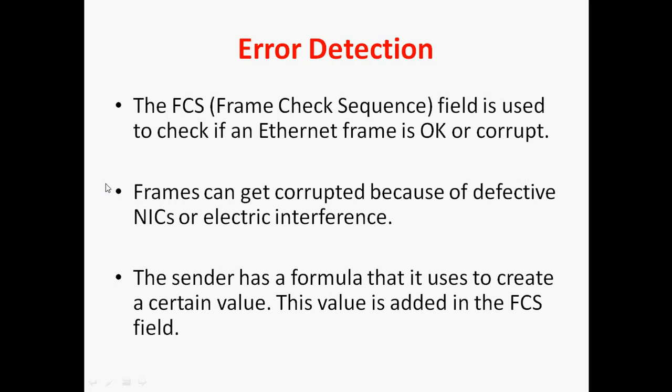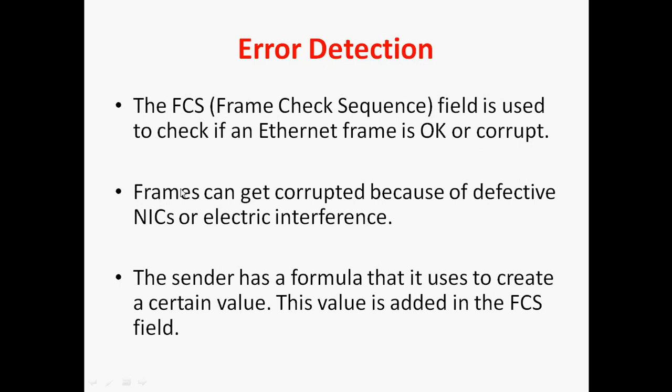Okay, last one, error detection. In the Ethernet header there is the FCS, frame check sequence. This field is used to check if the Ethernet frame is okay or corrupted. Frames can be corrupted because of a defective network interface card or electrical interference.